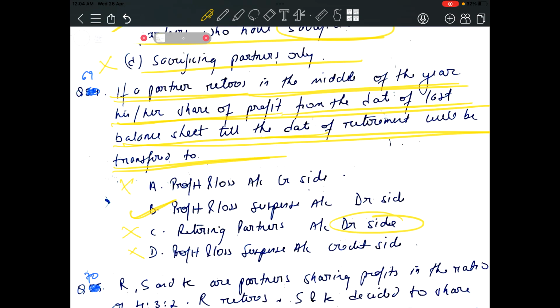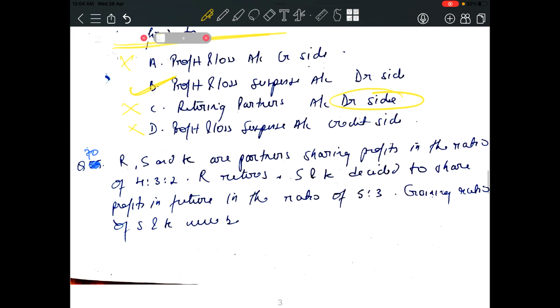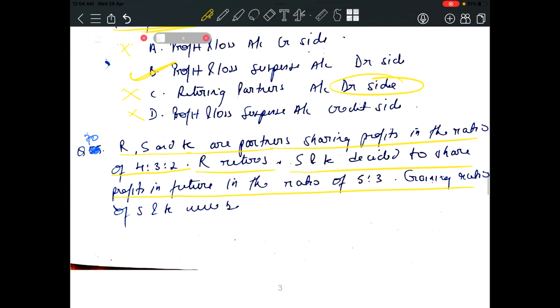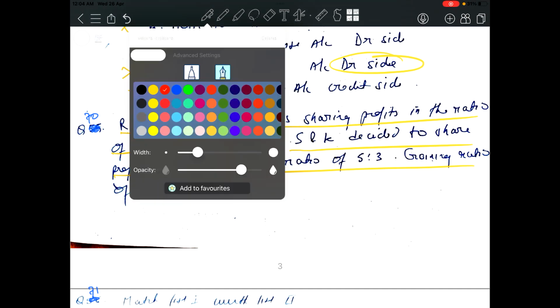Now let's move to question number 70. What is question number 70 saying? R, S and K are partners sharing profits in the ratio of 4:3:2. R retires. S and K decided to share profits in future in the ratio of 5:3. Gaining ratio of S and K will be? We can start solving here only.